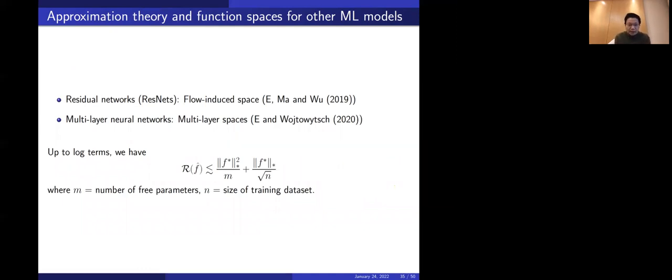Now, let me just say that similar kinds of results have been proved for ResNets, in which we define something called flow-induced space, the analog of Barron space or reproducing kernel Hilbert space. It's also proved for multi-layer neural networks, like 3 layers, 4 layers, 5 layers, in which we define something called multi-layer spaces. Except that in this case, for multi-layer neural networks, we were not able to prove results of this type. This is the kind of results we wanted to prove. Indeed, for ResNets, we do have results of this type. But for multi-layer neural networks, we were not able to prove results of this type.